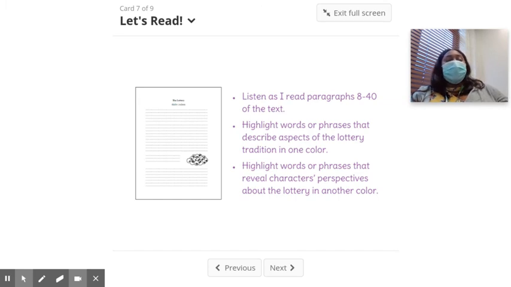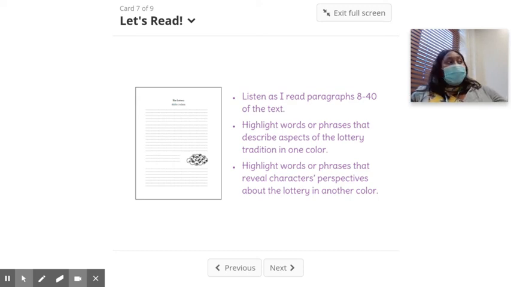Another thing I would highlight is the area where it talks about the black box, because that is a part of the lottery tradition. And when we talk about revealing characters' perspectives in another color, that means how do the characters feel about the lottery? In the beginning, we see that the crowd was laughing, and laughter was running through the crowd.